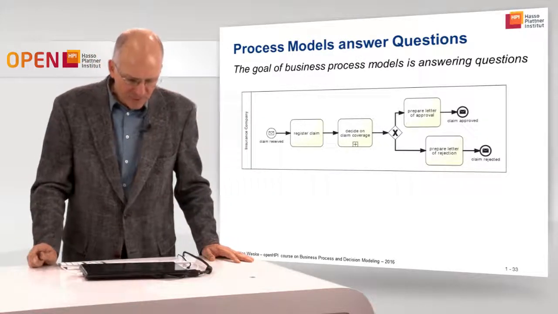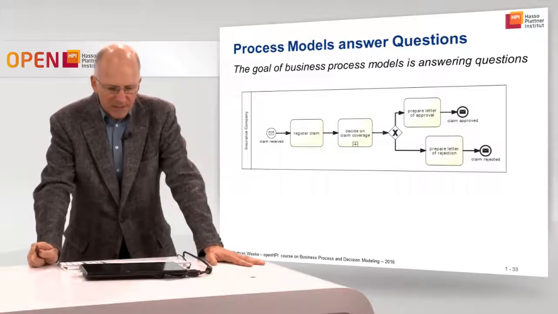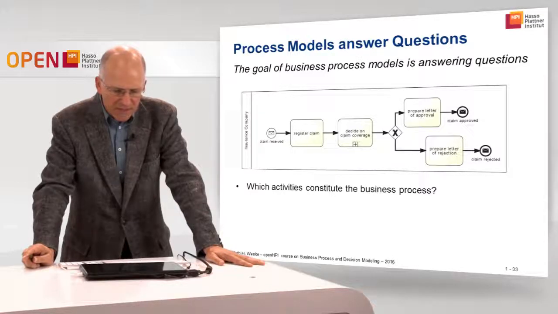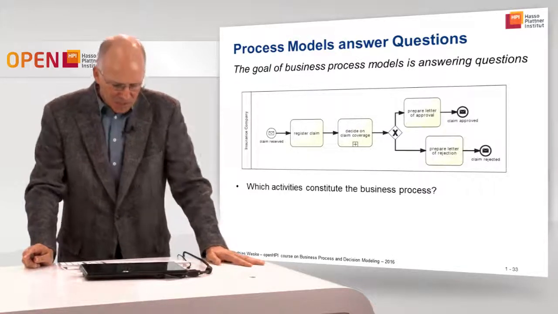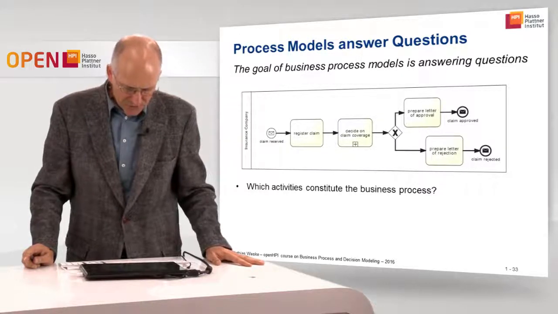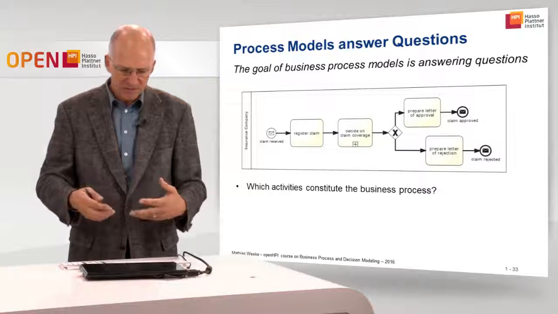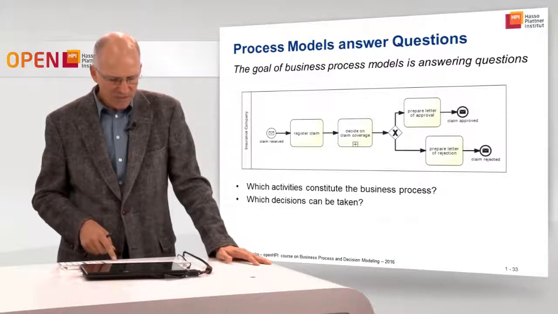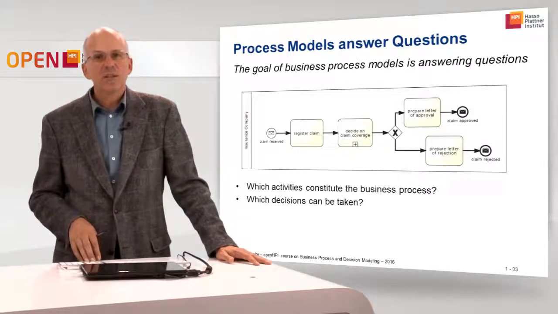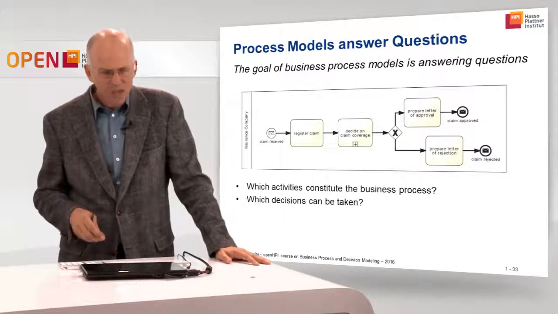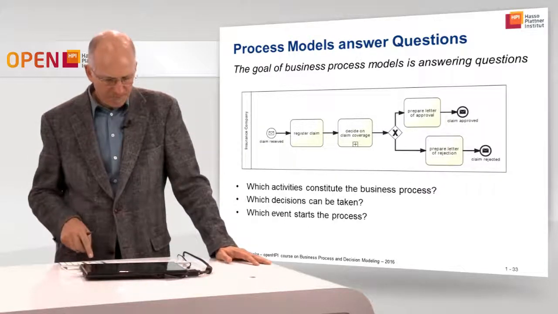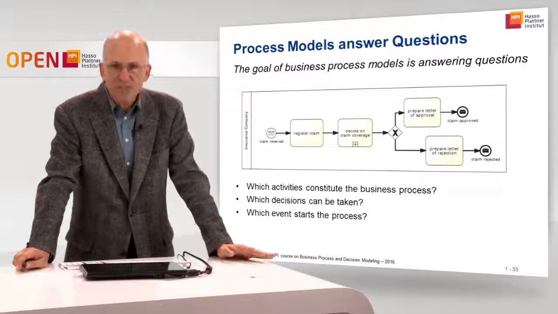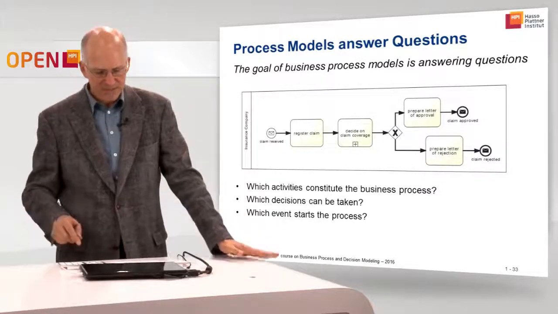One of the main goals of process models is answering questions. I have here an example of our insurance claim process, and I can ask a number of questions with this. Which activities constitute the business process? These are four activities that make up this business process. Which decisions need to be taken or can be taken in the process? Well, two decisions can be taken, either approval or rejection. Which event starts the process? There is one event that starts the process, which is the claim received event. So whenever a claim is received, this process is started.